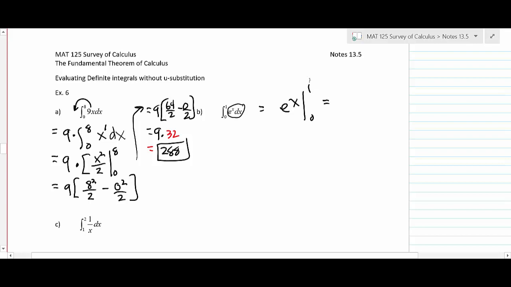Okay, so all we have to do on this is plug in the 1, plug in the 0, and then subtract the result like that. So what you would get on this one is e minus what? Minus 1, because anything to the 0 is 1, that's it. That's the exact answer of the problem. Okay, that would be the idea.